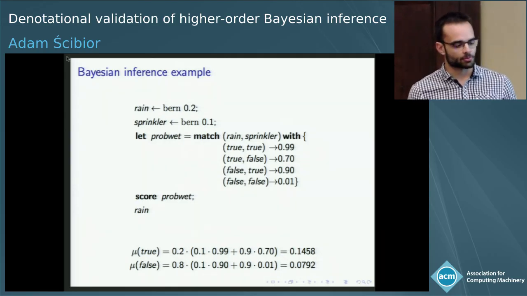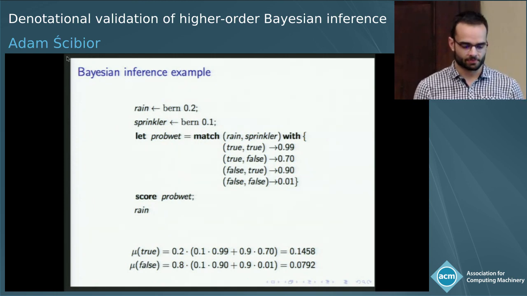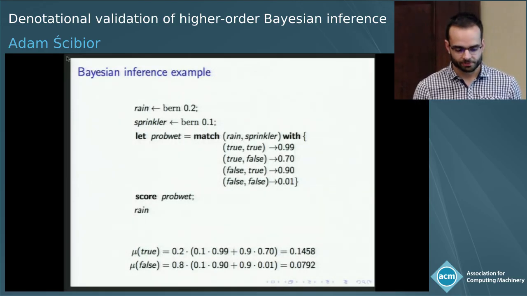So what we're trying to model here is we have a lawn that can be wet or not, depending on whether it rained or whether or not you had a sprinkler on. And what happens here is we're observing that the lawn is wet, and the question is, well, what's the probability that it rained?